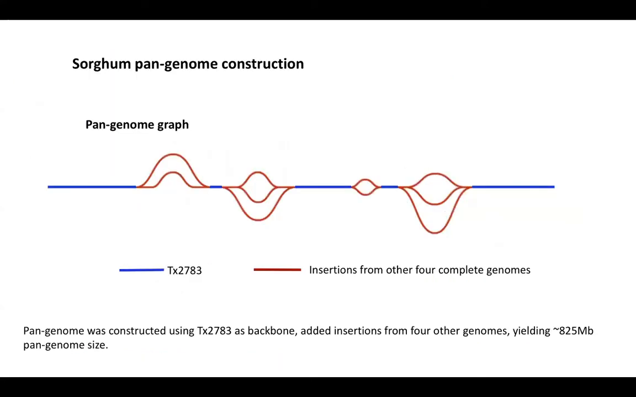To assess the sorghum core and dispensable genes, we first constructed the pangenome using TX273 as a reference genome and added the insertions from the other four complete genomes. This yields a pangenome size of 825 megabases.